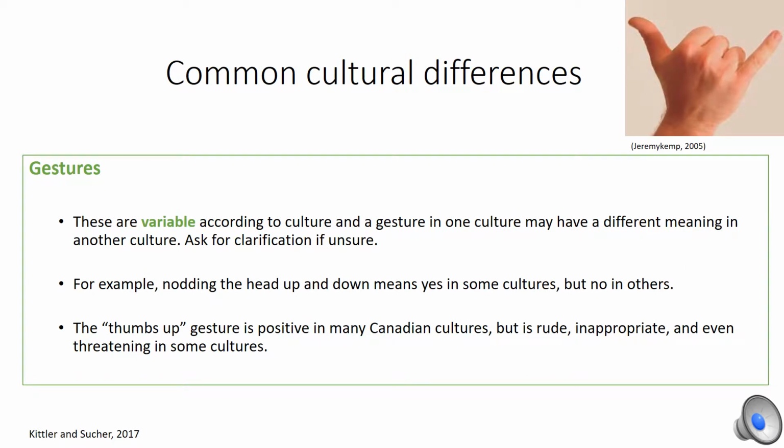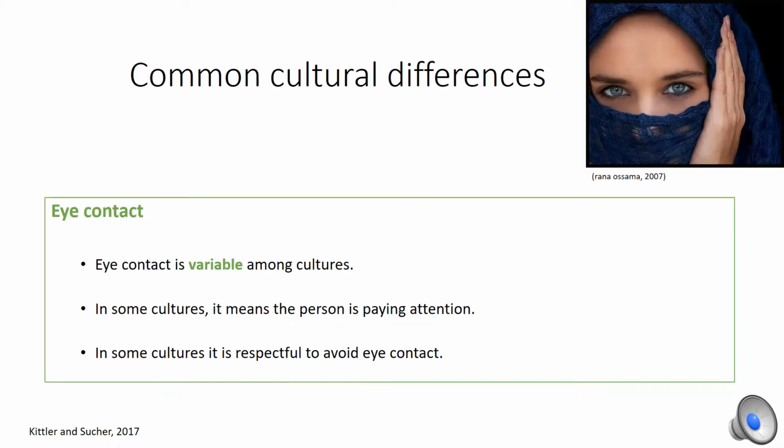Gestures are variable according to culture, and a gesture in one culture may have a different meaning in another culture. Ask for clarification if you are unsure. For example, nodding the head up and down means yes in some cultures, but no in others. The thumbs up gesture is positive in many Canadian cultures, but is rude, inappropriate, and even threatening in some cultures. Eye contact is variable among cultures. In some cultures, it means the person is paying attention. In other cultures, it is respectful to avoid eye contact.